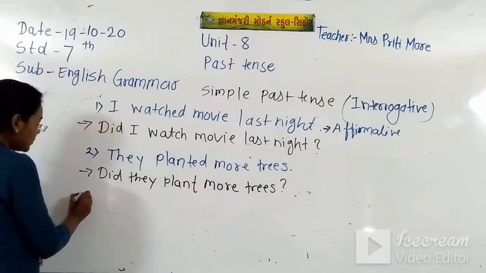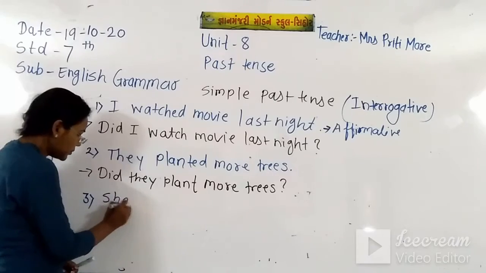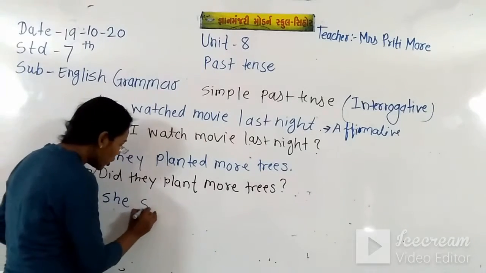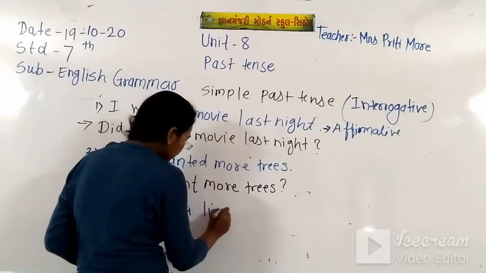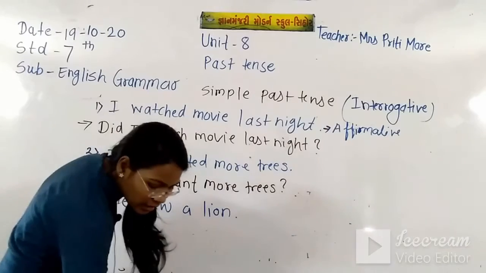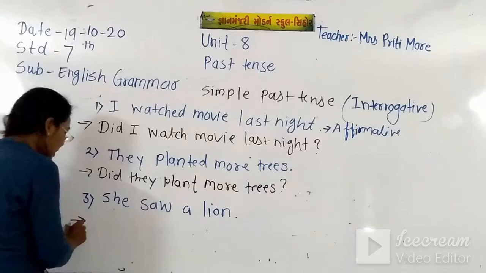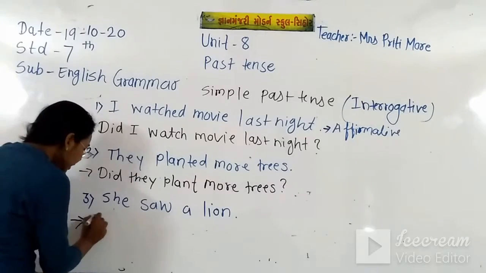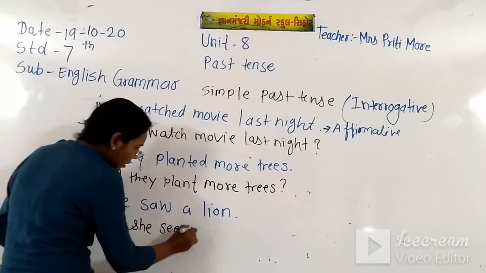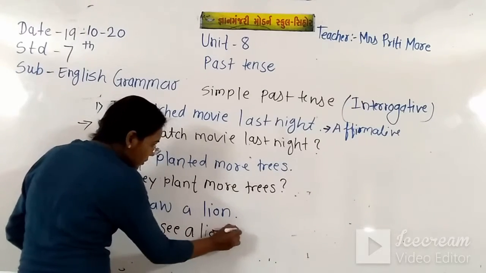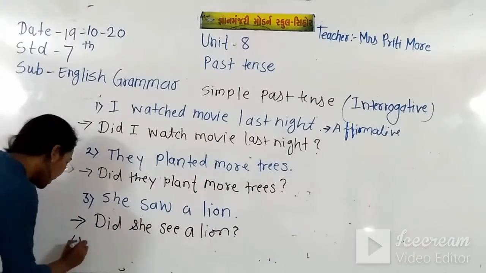Now the third one, she saw a lion. She saw a lion. This is the affirmative sentence, that means the positive sentence. Let's make an interrogative. Did she see a lion? Question mark.